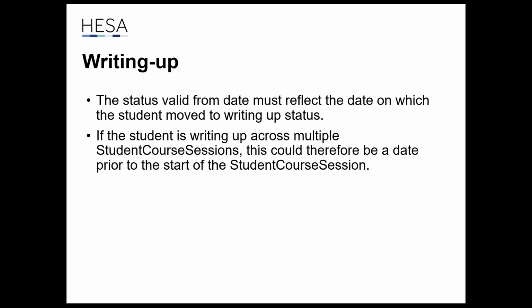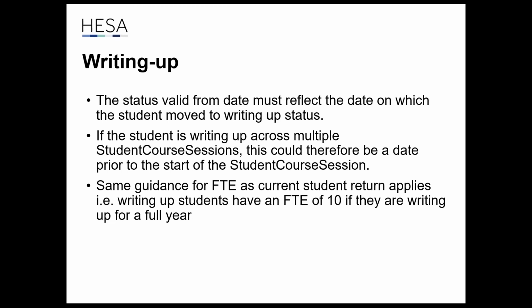In relation to FTE, we also continued the same guidance that we have in the student record now, where we say that writing up students would have an FTE of 10 if they're writing up for a full year. So as Rachel's gone through, for providers in Scotland, if they were writing up for a full year's student course session, they'd have 10 as their predicted natural FTE for that student course session. If it was a provider in England, Northern Ireland or Wales, we'd expect to see that split up between the different reference periods.